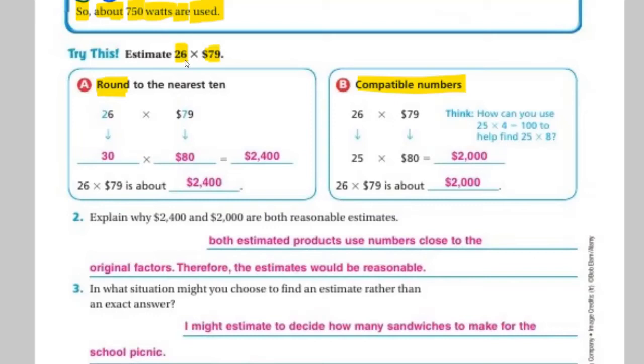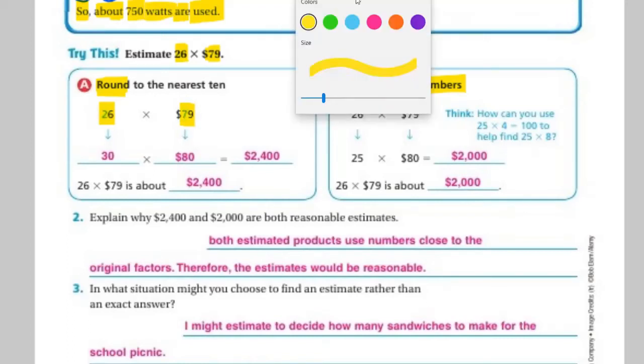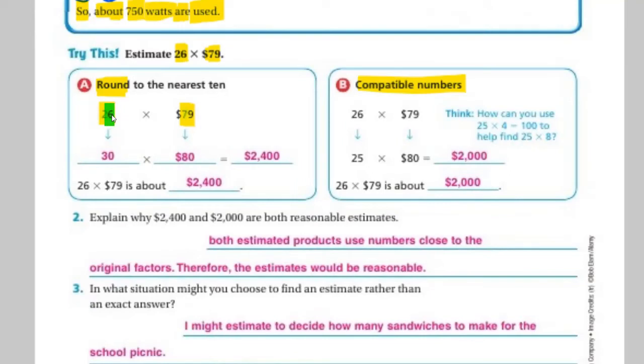Okay, let's estimate 26 multiplied by 79. Firstly, let's use the first way, rounding. 26 multiplied by 79. First of all, 6 and 9. 6 is a strong number, right? So a strong number gives 1 to 2, it becomes 3, like you see here. So it will be 30. And 9 gives 1 because it's a strong number, so it gives 1 to 7, it becomes 8, like you see here.